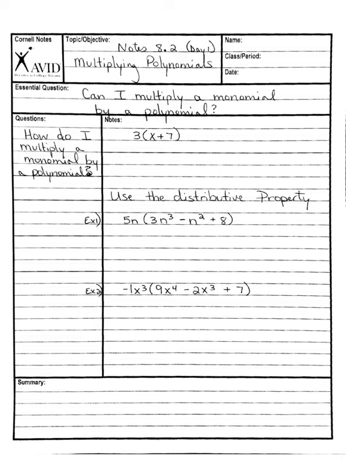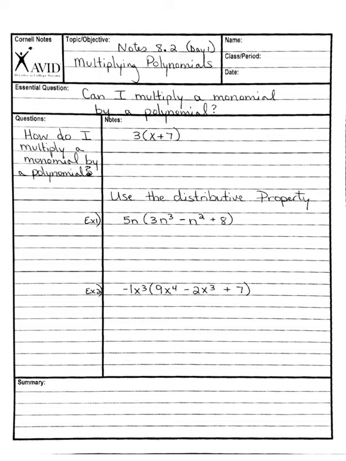We're going to look at notes 8.2, and we're going to break this into 2 different days. So this is day 1. We're going to look at multiplying polynomials. Okay, so can I multiply a monomial by a polynomial? So the question we have out there is, how do I do that?